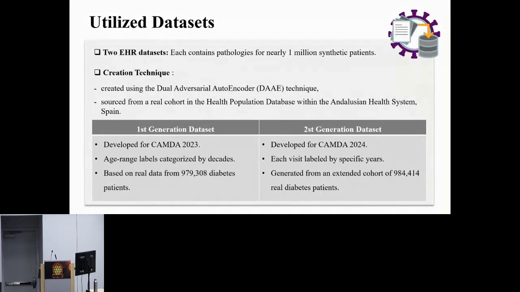The main difference between the first generation and the second generation dataset is that the first one was developed for the CAMDA 2023 challenge and has age range labels categorized by decades. However, the second generation dataset was developed for CAMDA 2024 and it has an enhanced age resolution where each visit is labeled by specific years rather than decades.